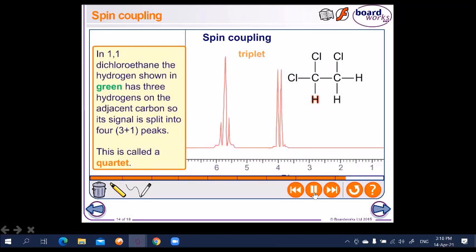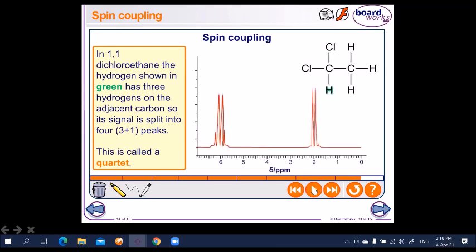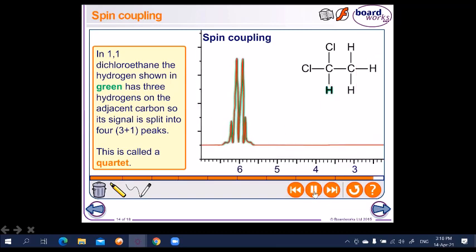Okay, and then in this compound, 1,1-dichloroethane, the hydrogen in green has 3 hydrogens on the adjacent carbon, 1, 2, 3. This is the adjacent next door carbon. And so its signal is split into 3+1 peaks, or a total of 4 peaks. You have to add these 3 on the adjacent carbon plus itself. That is a total of 4, and that's where we get these 4 here. 1, 2, 3, 4. That's a quartet.